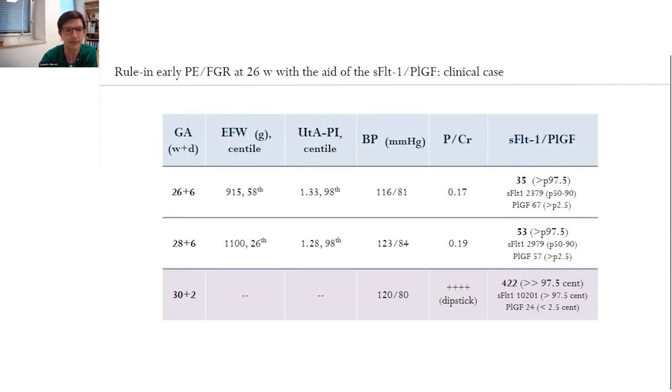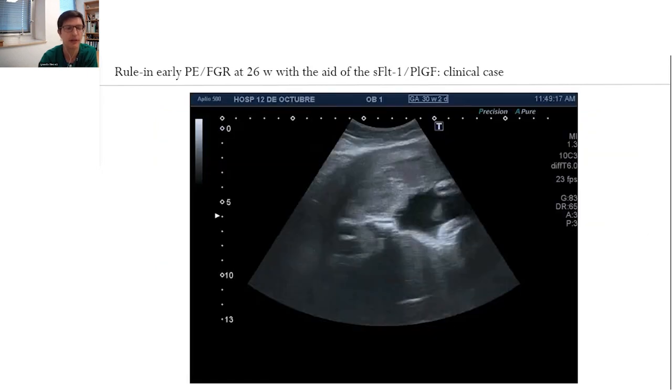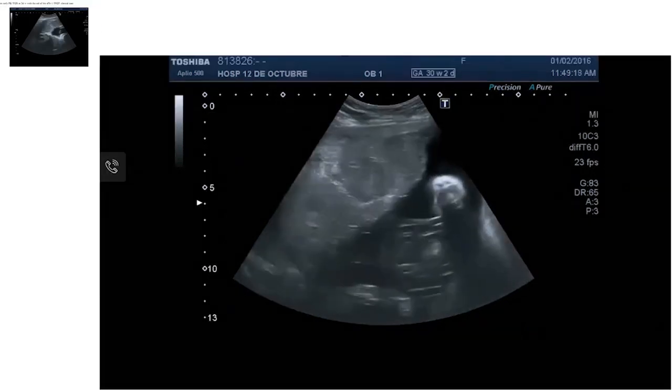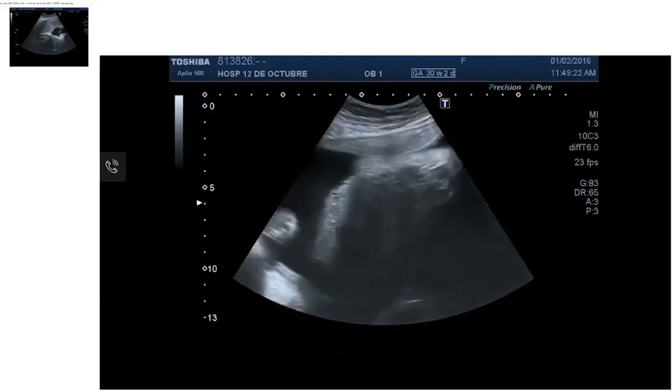We performed a scan. And here you can see in the video the changes in the placenta. Let's wait a moment for the video to run, and you will see the differences. The placenta was full of a lot of coagulum, and we suspected an abruption. Hopefully, the video will run in a second. Now. It's quite spectacular. You can see the difference in the placenta.